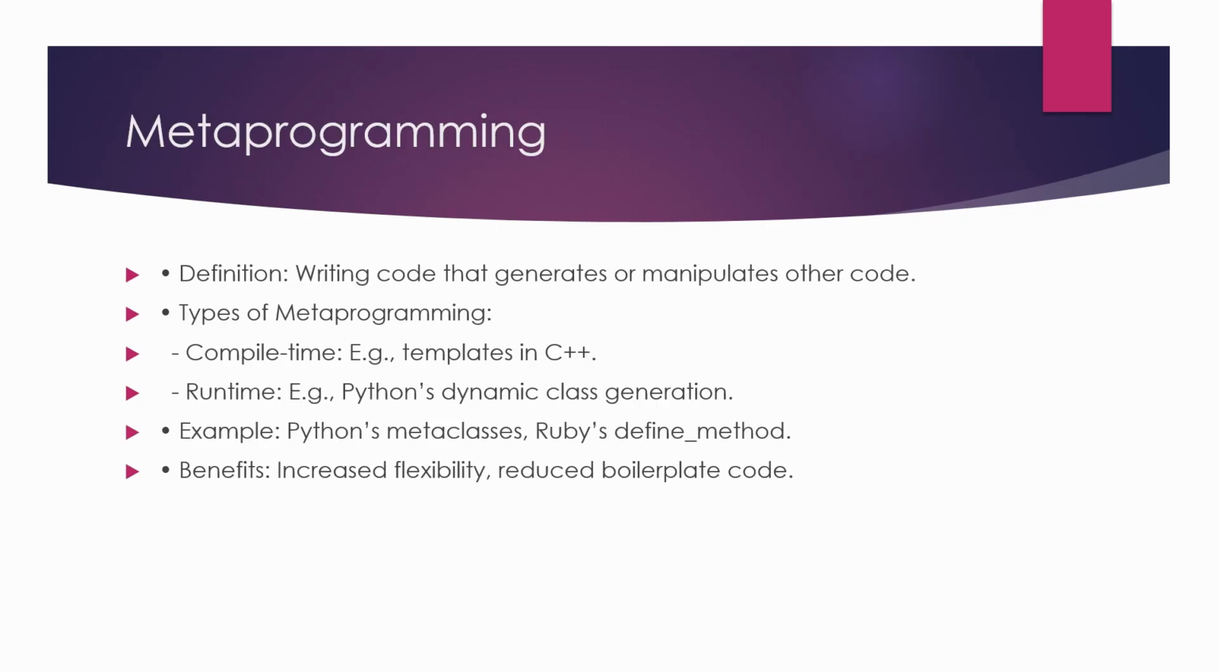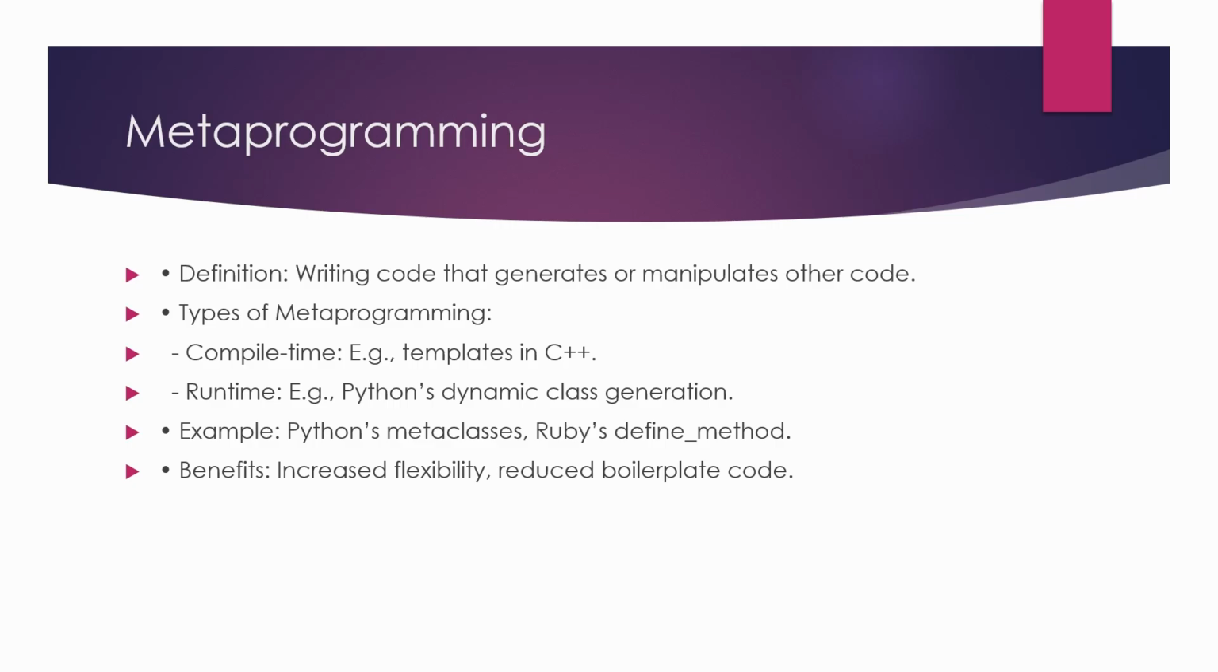Now let's dive into metaprogramming. This is a powerful feature where the code can manipulate other code at runtime or even generate new code. There are two main types of metaprogramming: compile time and runtime. At compile time, metaprogramming allows for the creation of templates or generic code. For example, in C++, templates let you write code that works for any data type.